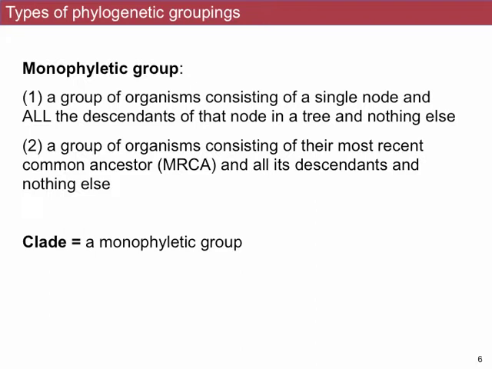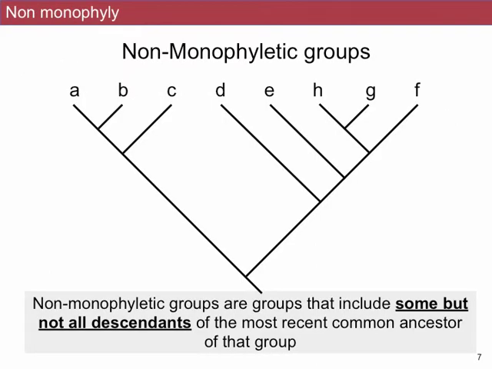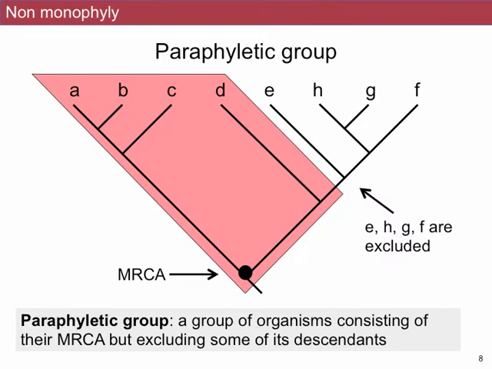And any other grouping of taxa would not be a monophyletic grouping. And I gave you two examples of these non-monophyletic groupings. So the first one was a paraphyletic group. This is a group of organisms consisting of the common ancestor and some, maybe even most, of the descendants of that common ancestor, but not all of them. So I've left out this grouping of E, F, G, and H over here from this group. So this group over here is a paraphyletic group.